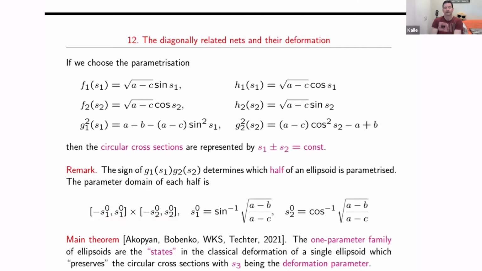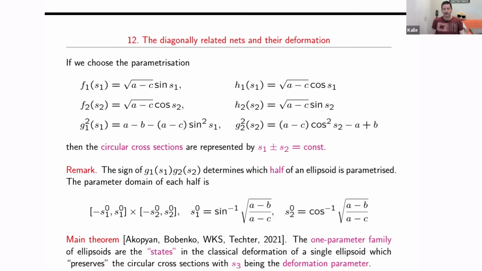All right, and so the circular cross sections are just given by taking S1 plus minus S2 equals constant. So S1 and S2 parameterize the curvature lines, and S1 plus minus S2 parameterize the circles. So that's the nice diagonally related coordinate system. Okay, so far so good.